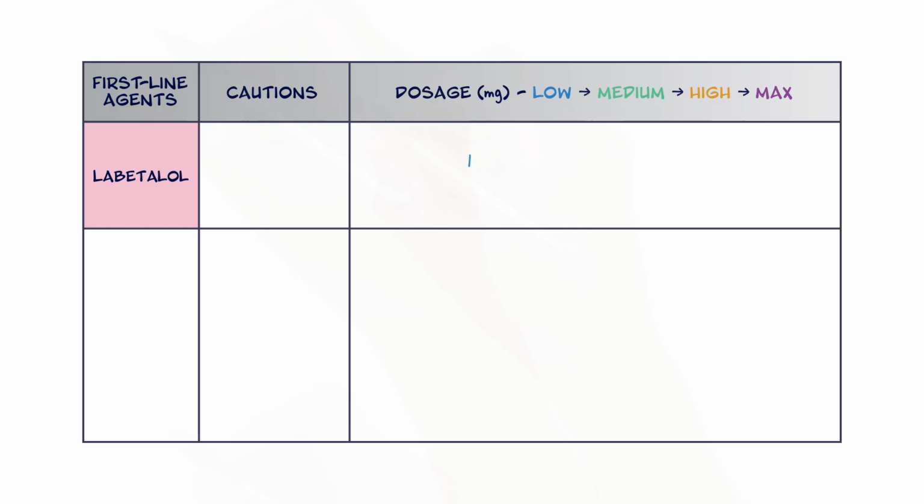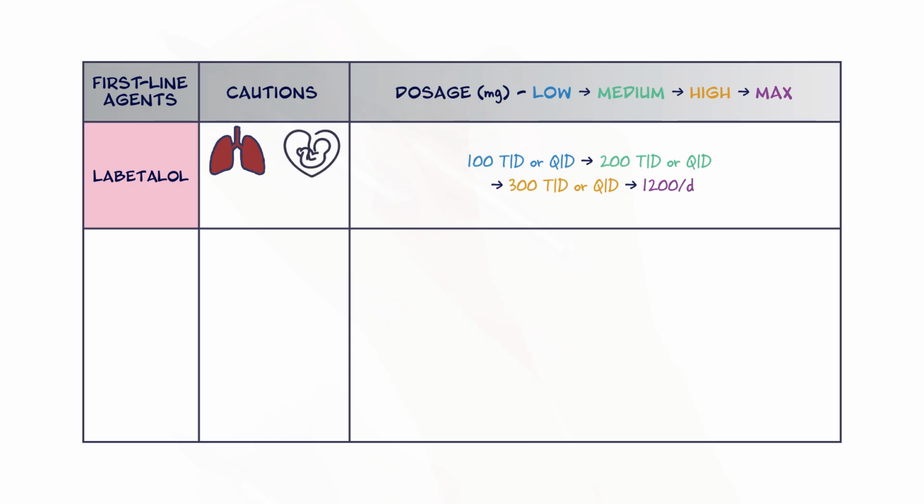Labetalol can be started at a low dose of 100 milligrams TID and can be gradually increased to target up to 400 milligrams TID. Labetalol is contraindicated in patients with poorly controlled asthma. As well, labetalol may cause neonatal bradycardia and hypoglycemia and should be used with caution in patients who are at risk for hypoglycemia, as it can further blunt hypoglycemia awareness.